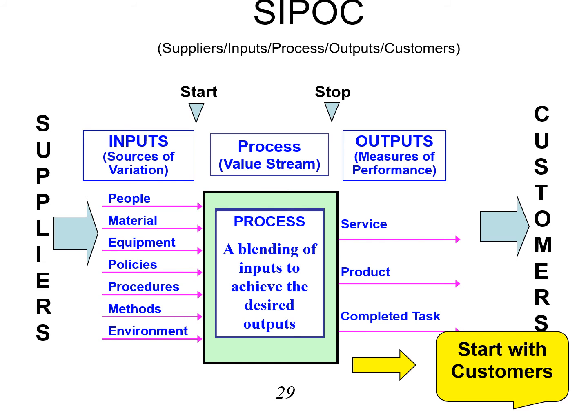Here's just a map to help you. What are inputs? You can see people, material, equipment, policies, procedures, methods, environments. Process is just a very short description of what goes on. What's the outputs of the process? What service, what products, what's completed?